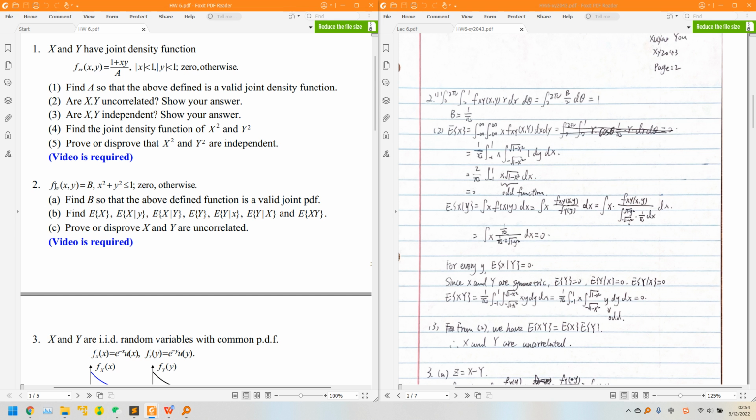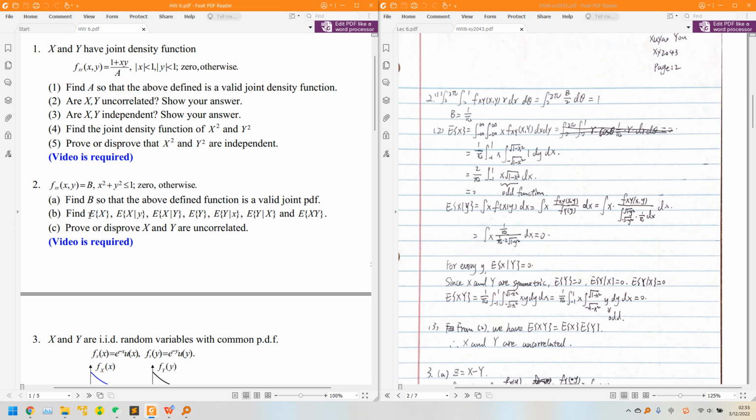So if this is a valid joint density function, the integration of this function should equal 1. We do the integration of this function over both x and y, and we also have a trick to convert x and y to r and theta. We find the result and let it be 1, and therefore b should be 1 over pi.